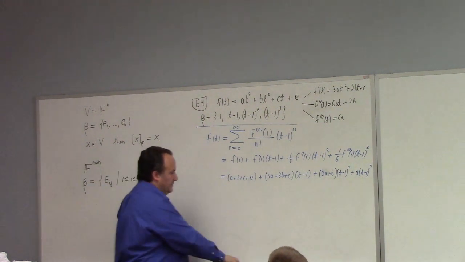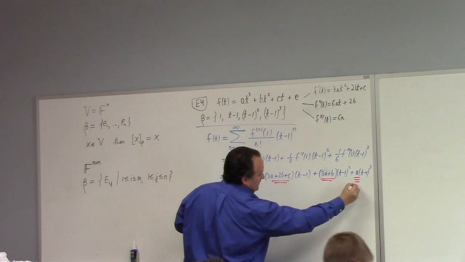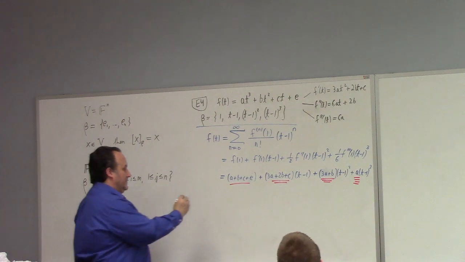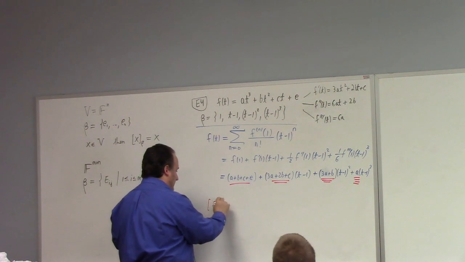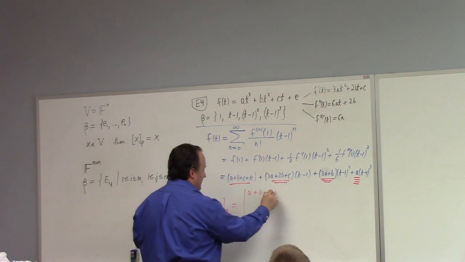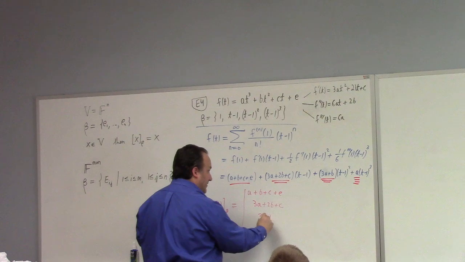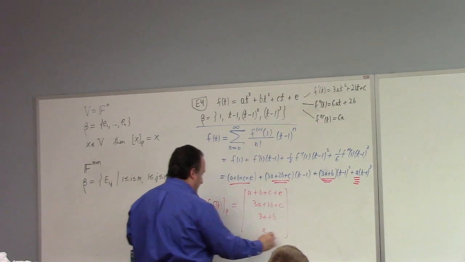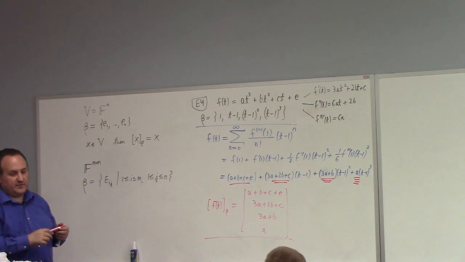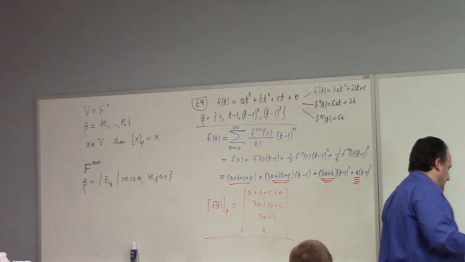So, hooray! This, and that, are the coordinates. The coordinates of f(t) with respect to the beta basis are a plus b plus c plus e, and then you've got your 3a plus 2b plus c, 3a plus b, and a. Who says I never do hard examples in class? Haha. I mean, this isn't that hard if you use calculus. But if you don't use calculus, this takes longer. Well, it'll take longer for me, at least.